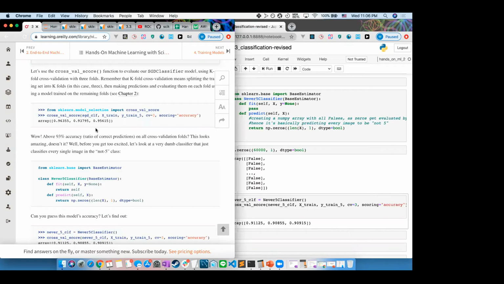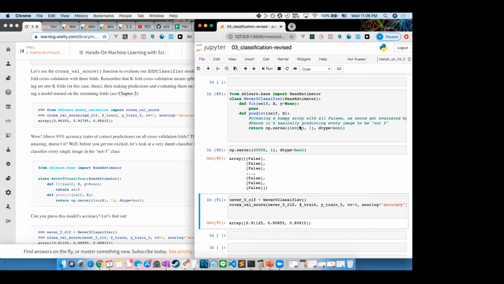Does anyone have answers? Is it trained or not trained? I'm a little confused as well. I believe it trains. Can you just open the documentation of cross-val score, just real quickly? Okay, so why don't we do that?